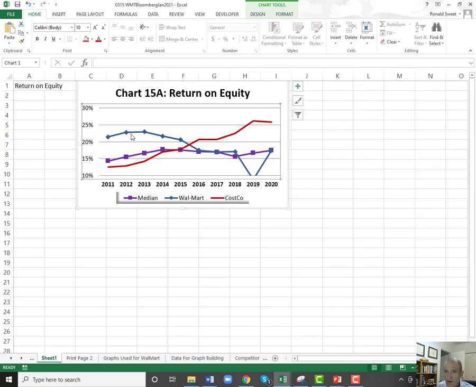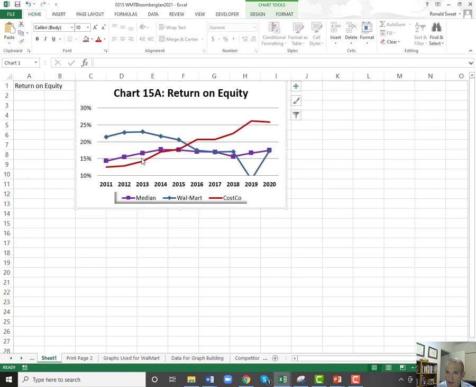So we look at return on equity for Walmart, and boy, it's been declining, and then it did something unusual in 2019. No telling what that is, but generally the result has been it's coming down, whereas the return on equity for Costco has been improving. Walmart used to be well ahead of the industry. Now they're right on top of the industry, and Costco is much higher. So now the question is, why is Costco's ROE going up and Walmart's going down?